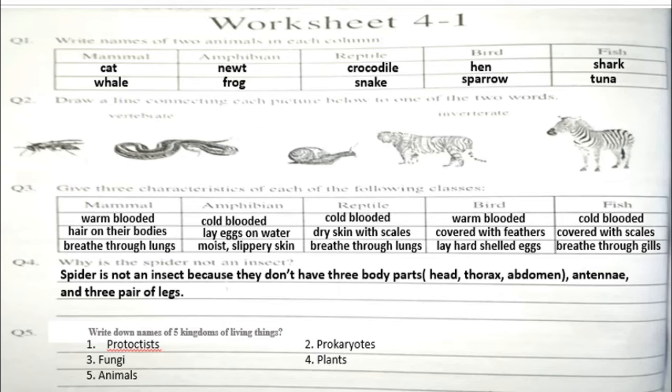Question number 3. Give 3 characteristics of each of the following classes. Here they have given you 5 classes: mammal, amphibian, reptile, bird and fish.